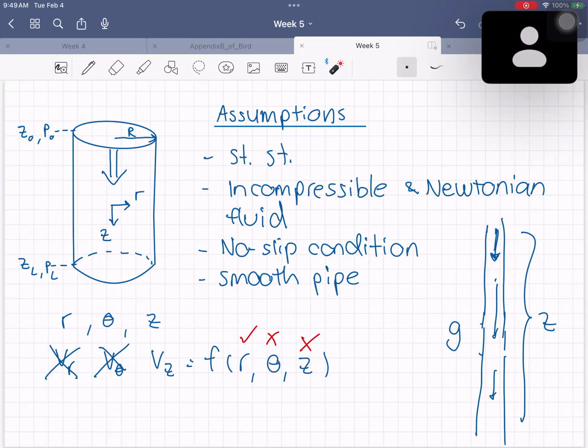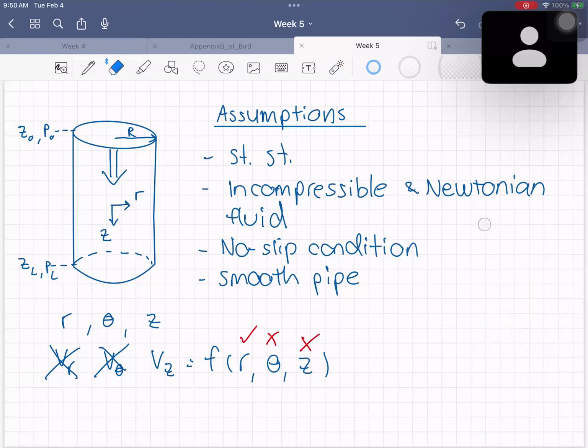But in this problem, you can make another assumption that it's just a part of the long pipe. The length of the pipe that we're considering right now is not that long, so that doesn't make the velocity in the z direction change. But if you consider a whole long pipe like this, of course Vz will be a function of z, so that will be different. Any questions about this?